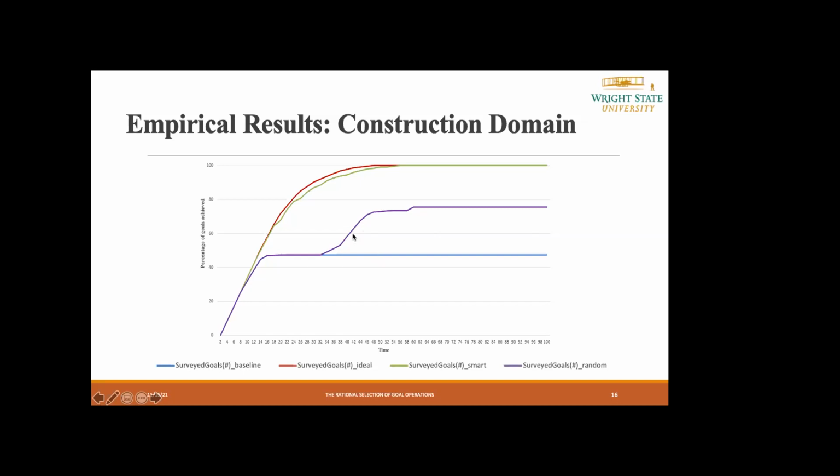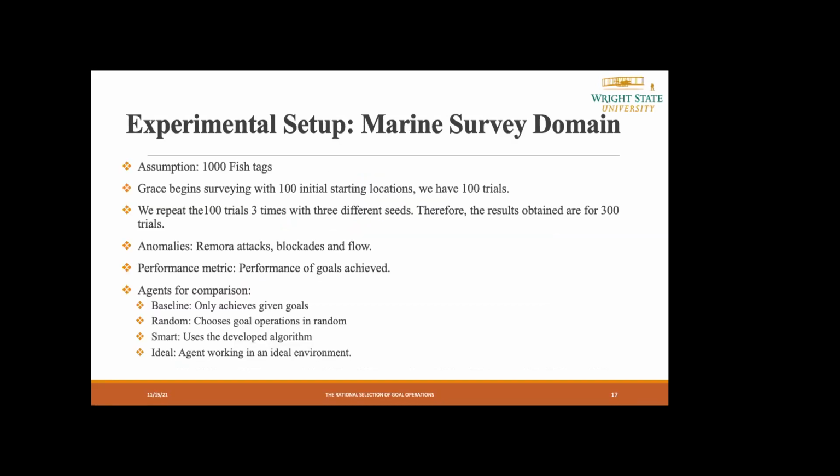So everything is as expected here, although our smart agent takes a little bit of time. It would eventually reach the performance of the ideal agent. And similarly, in the marine survey domain, we assume that there are 1,000 fish tags, and again, we assume that they're static and they do not move.